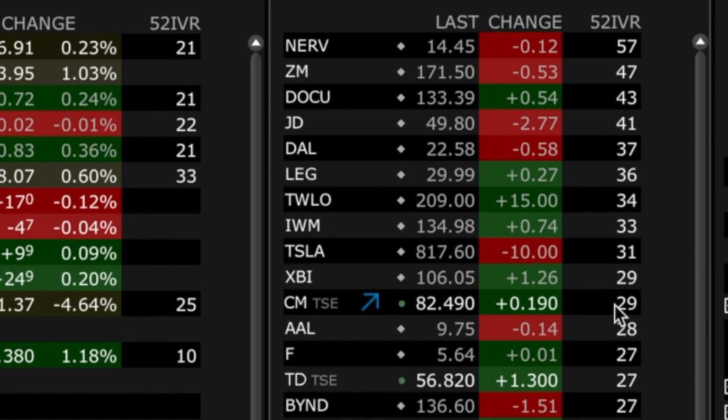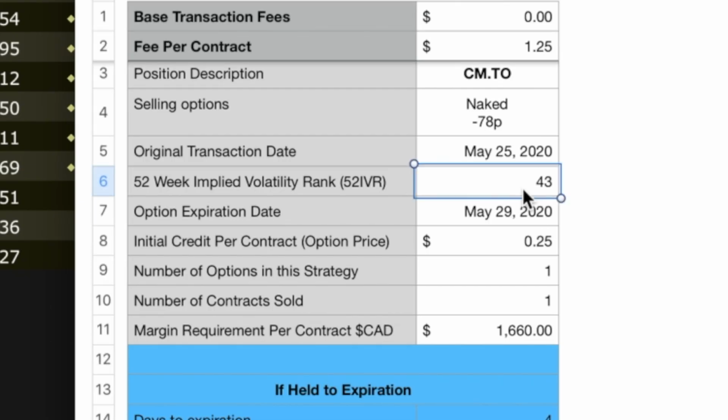So that's the first record that I put into the spreadsheet. This is gonna be 29. You'll see how that's important, because what we want to do is sell when they're at high IV rank and then buy back the put later when it's a lower IV rank.